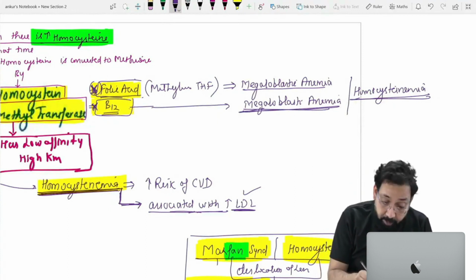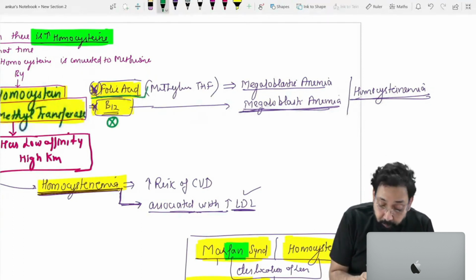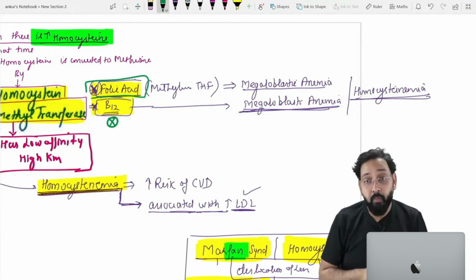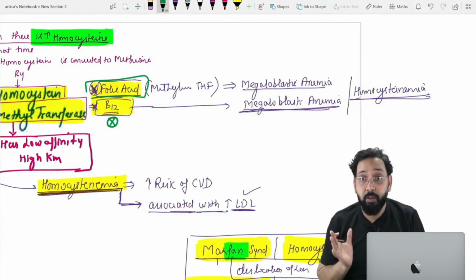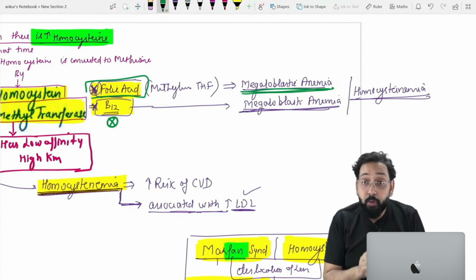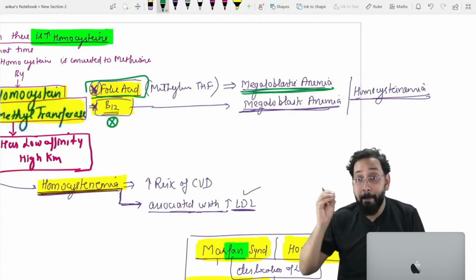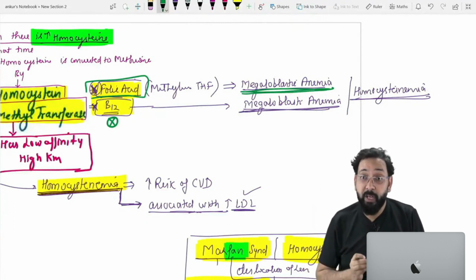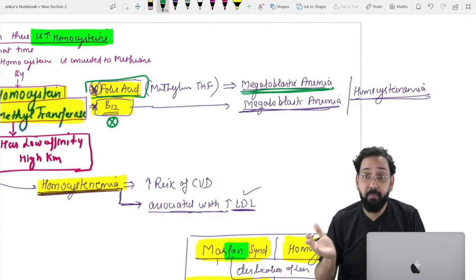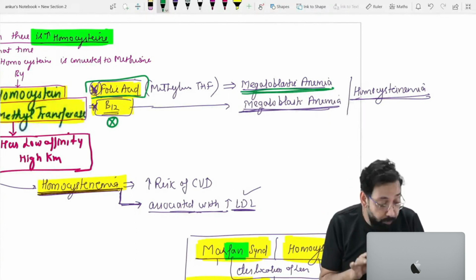Again I repeat, the patient has B12 deficiency and you started folic acid. The patient is improving a little bit in symptoms of megaloblastic anemia, but B12 is deficient, and you know B12 deficiency can lead to many neurological manifestations. This patient will worsen. You will think the patient is improving, but you are deteriorating the patient. So how will you differentiate?